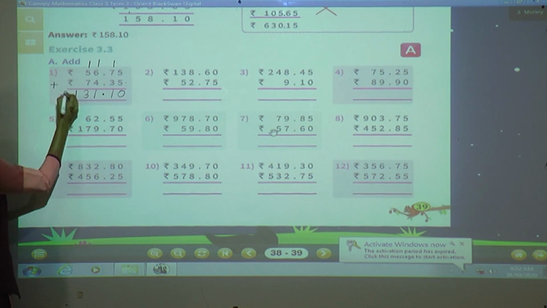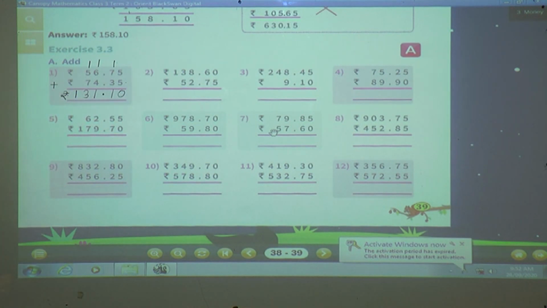Here rupees symbol. So what is the answer? The answer is rupees 131.10, means rupees 131 and 10 paise. This will be your answer. Okay. Now we'll move to the next example.